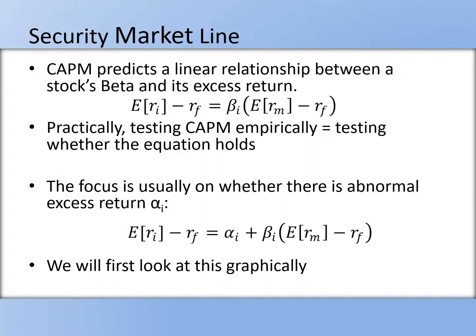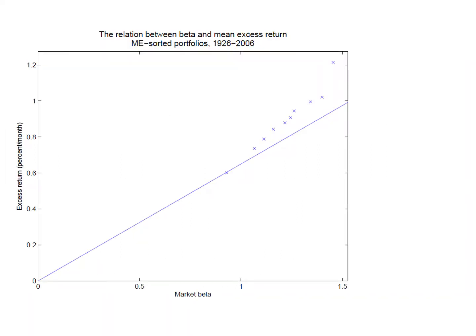And you can look at this graphically. This is what you would see if you plot companies on a diagram according to their market beta and the excess return. CAPM would say they should line up on a straight line. In practice, they don't line up on a straight line. What you see would be sort of a convex function.